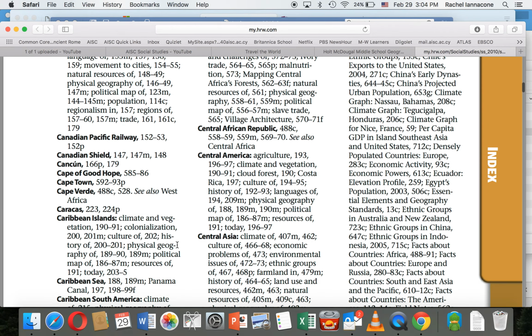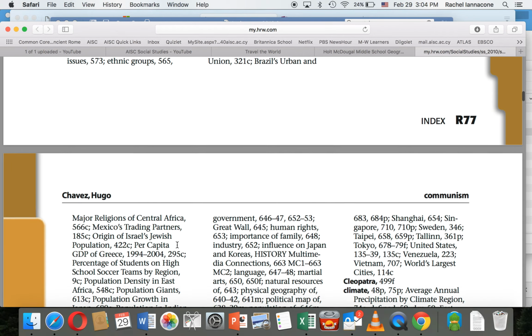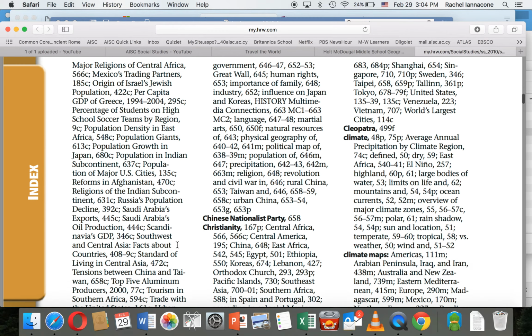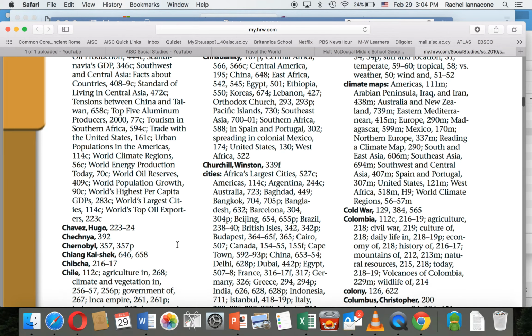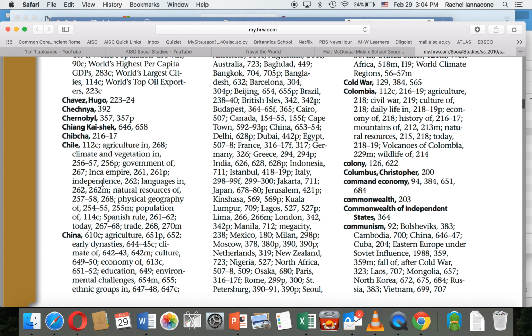Nope. Not yet. I think it might be here. There it is. Okay, so here's Chile. There's a chart on page 112. We'll just see something about agriculture on 268, climate and vegetation. And that's what I'm interested in, climate and vegetation. So that's 256. So this is opened into a new tab.